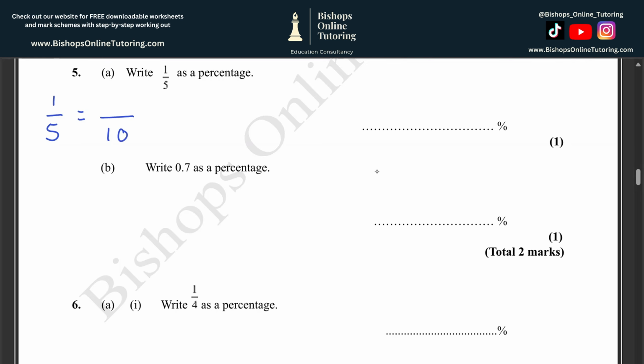So to turn it into 10, we would have to multiply it by 2. Whatever we do to the bottom, we have to do to the top as well. So 1 times by 2 is 2. Now, how do we go from 10 to 100? Well, to go from 10 to 100, we have to multiply by 10.